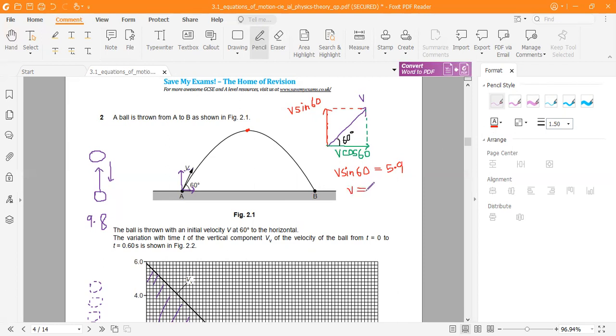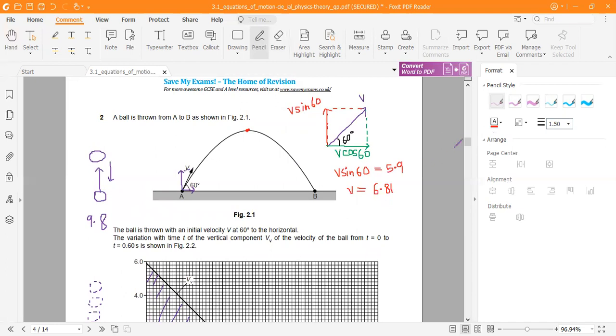V will come out to be, let me divide it, 5.9 divided by sine 60, that is coming out to be 6.81.